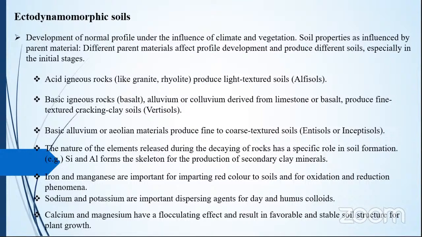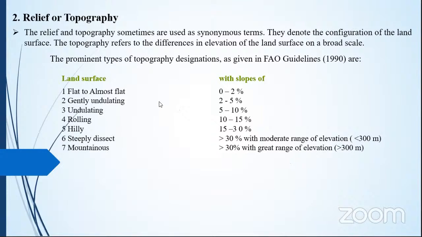So, naturally, in this ectodynamomorphic, the parent material influence is very high. Most of the soil characteristics are completely influenced by the parent material, all the chemical characteristics and physical characteristics. Here we have discussed the texture characteristic, that's the physical. At the same time, we have discussed oxidation reduction, flocculating and dispersion or deflocculating. All these are chemical. So all these characteristics are completely dependent on the parent material. So those are called the ectodynamomorphic soils, right? And we'll see next. So first, we have discussed the parent material.